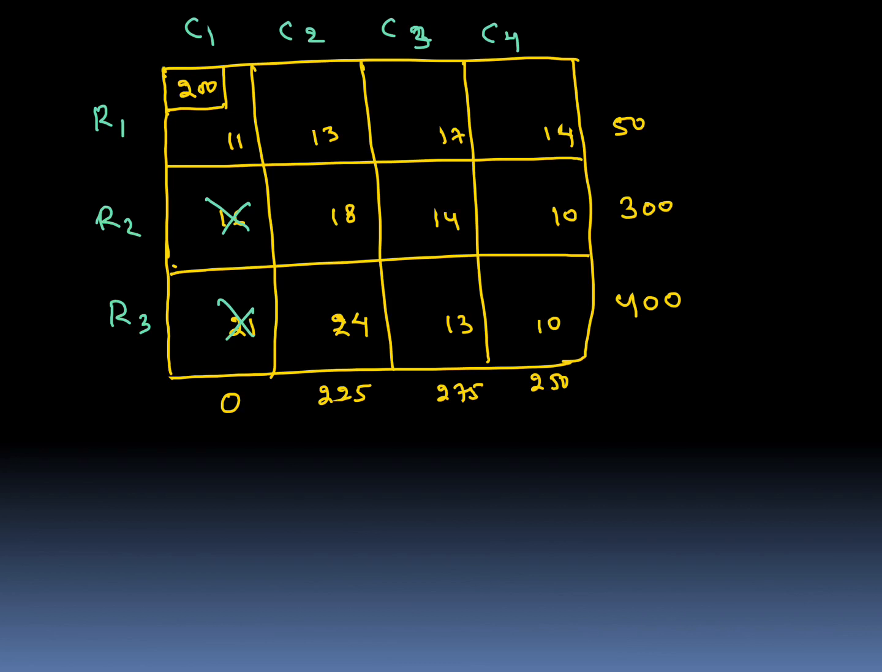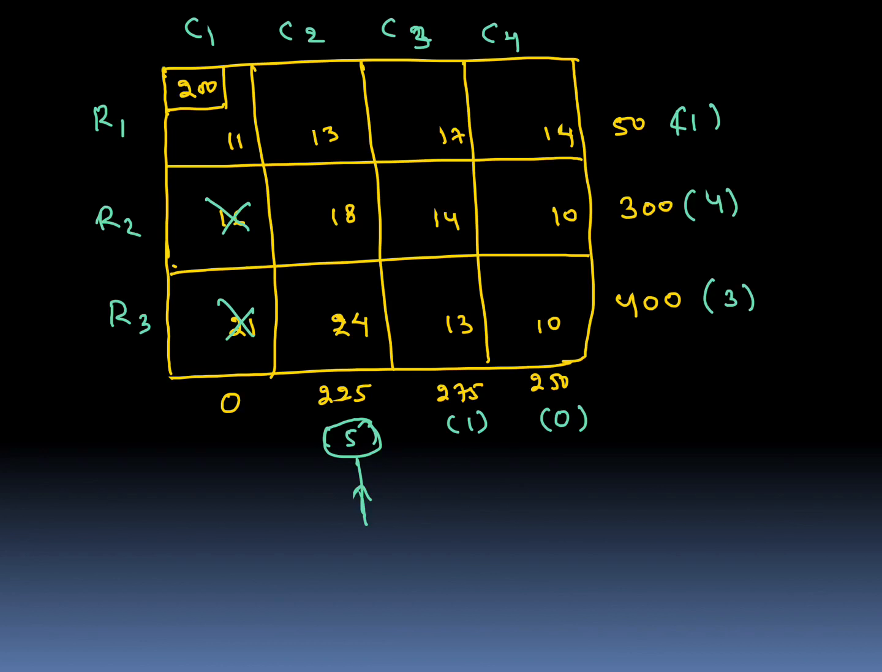Here again we have to check the minimum. In row 1, minimum is 13 and next minimum is 14. So difference is 1. And here 14 and 10, difference is 4. Here difference is 3. Here 13 and 18, difference is 5. Here 14 and 13, 1. Difference is 0. So maximum is 5. So circle it. This is your key.